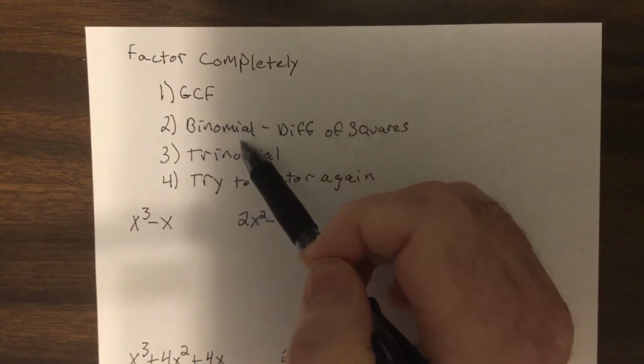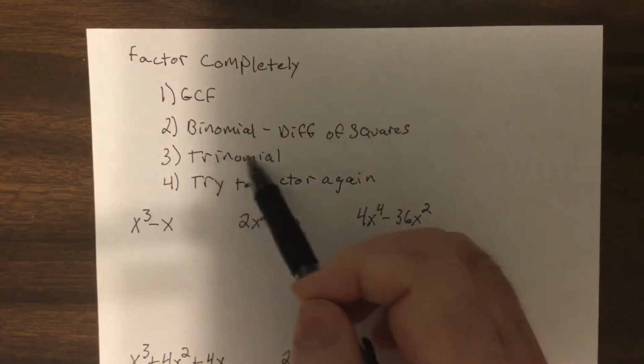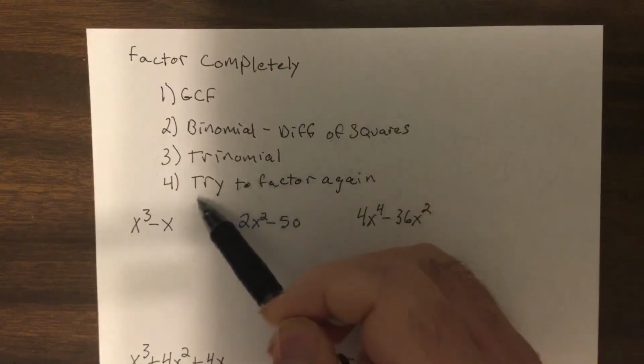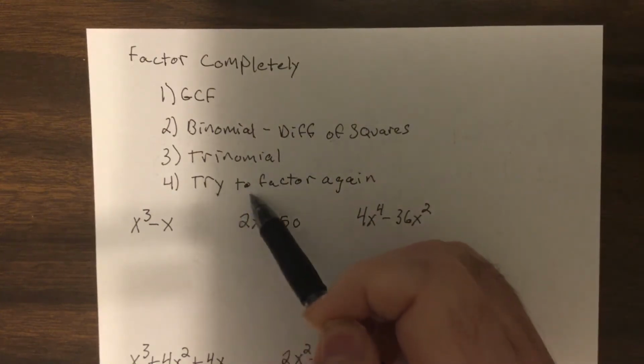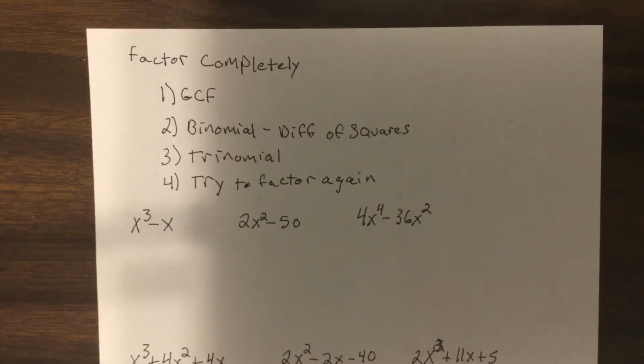If it's a binomial, you look for the difference of squares. Or if it's a trinomial, you try to break that up into two binomials. Then the last step is try to factor again. Sometimes you can, sometimes you cannot.